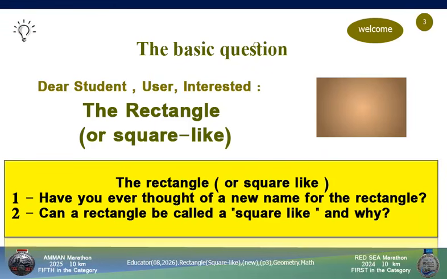The basic question. The rectangle, or square-like. 1. Have you ever thought of a new name for the rectangle? 2. Can a rectangle be called a square-like, and why?